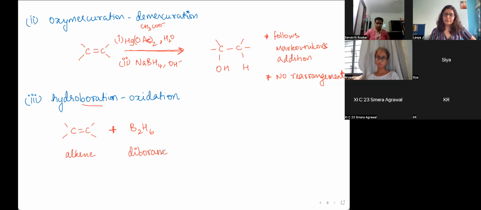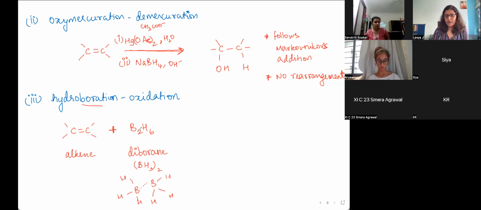Okay, so diborane is a molecule. It is B2H6. Sometimes it's also written as BH3 taken twice. Basically you have boron, and again, it's an example of an electron deficient compound. So you have boron with 3 hydrogens bonded to another boron with 3 hydrogens. So you have 2 borons linked to each other, 3 hydrogens on each side. So it's called diborane, B2H6.